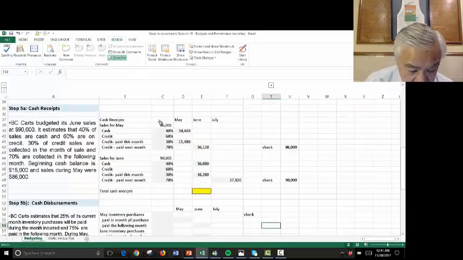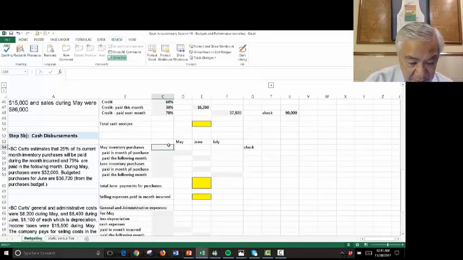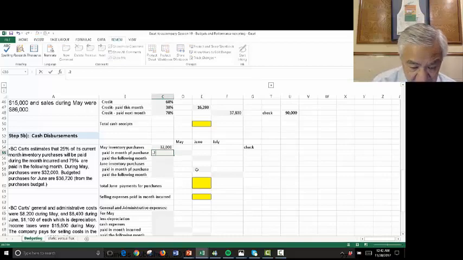All right, so let's look at this section. The layout here is what are May inventory purchases. We were given that data, and it was $32,000. Then we say, what is the amount that's paid in the month of purchase? That number is 25%, 0.25. What is the percent paid subsequent month?